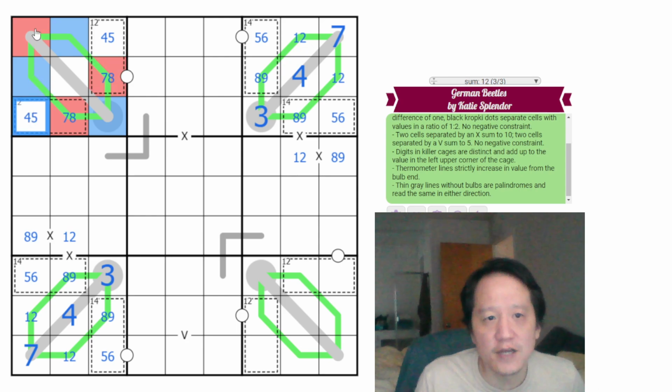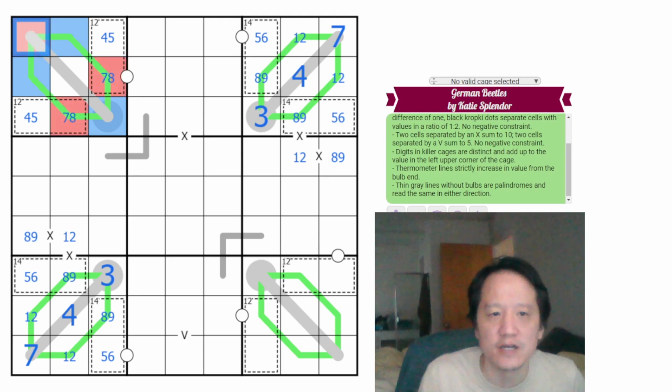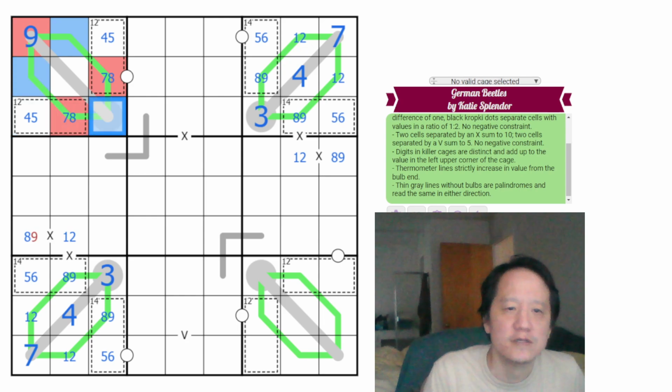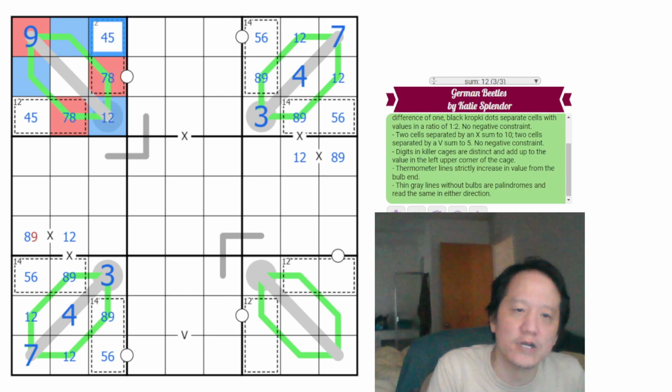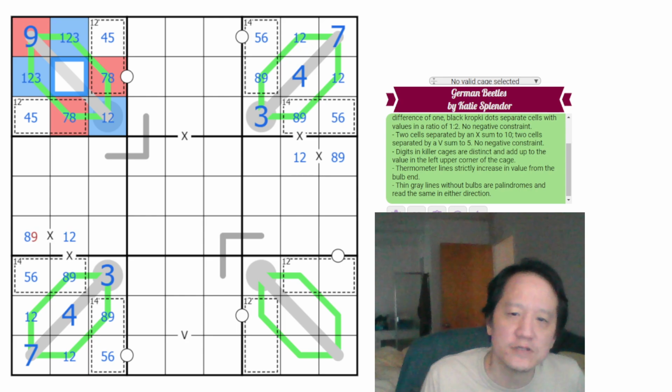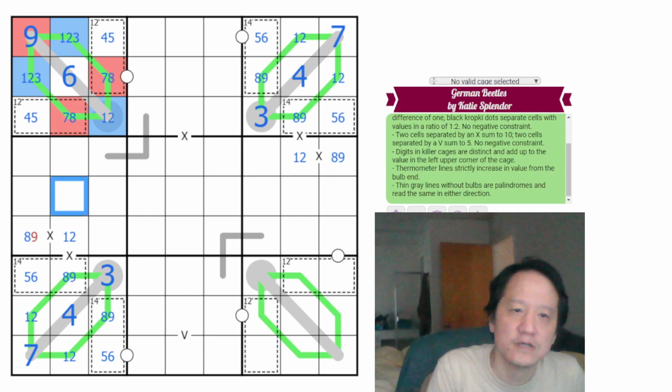This is a high also, and it's surrounded by 2, so it cannot be 7 and 8, and it can't be 6, so this has to be 9. 7 and 8, which means this is 1 or 2. In addition, this is 1, 2, or 3, 1, 2, or 3. So this has to be a 6.